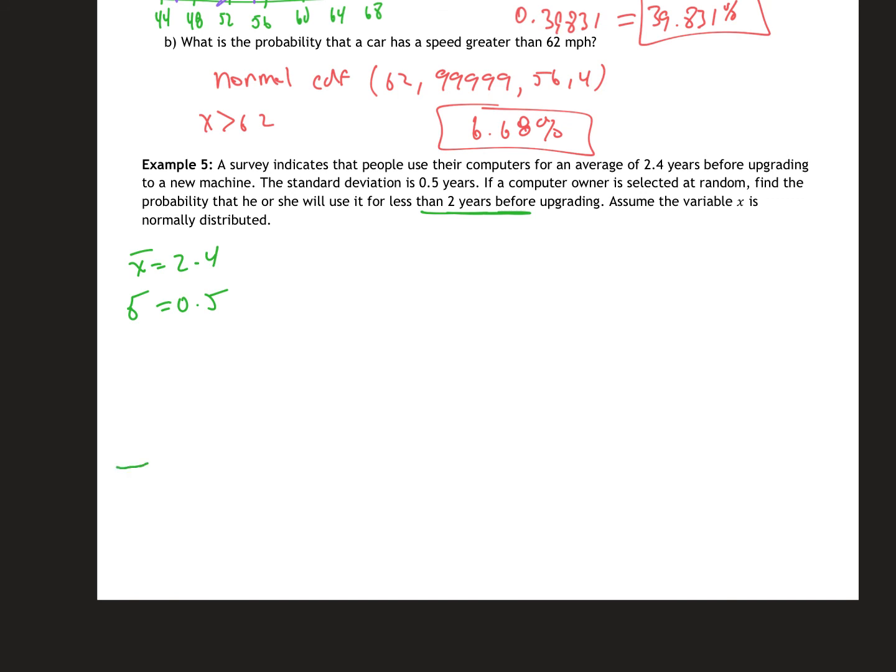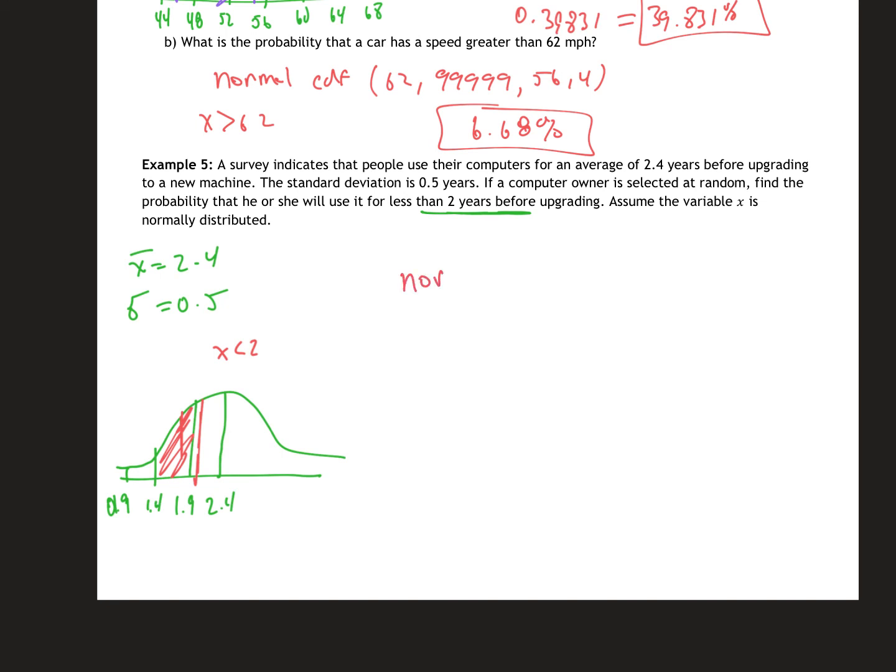So if I draw my normal curve, just so you can see it, 2.4 is in the middle. I don't care about the right side. 1.9, 1.4, 0.9, I guess. 2 years is a little bit, oh, it's right here. So it's here, so it's less than that. So what is x is less than 2 years?